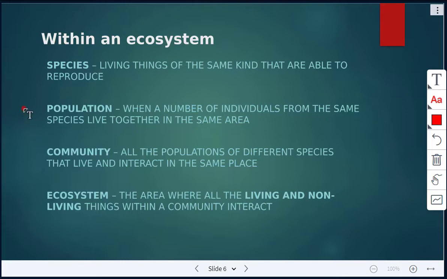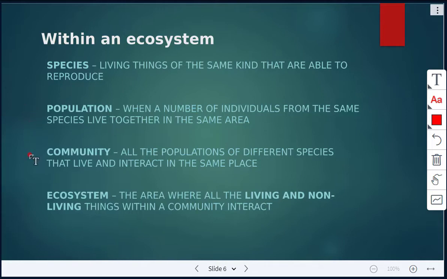Next is population. A population is when a number of individuals from the same species live together in the same area. That now becomes a population. All right, so we go from an organism belonging to a species, and now it becomes a population when we have a group of them together.